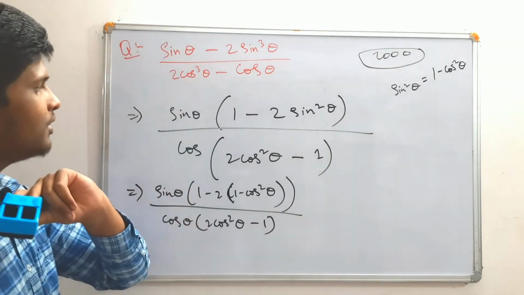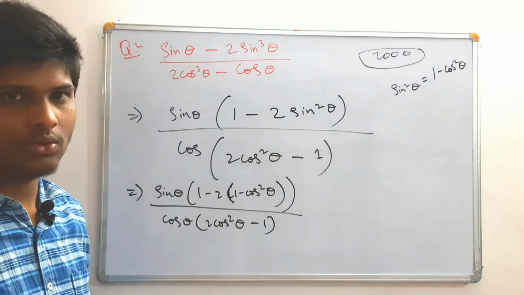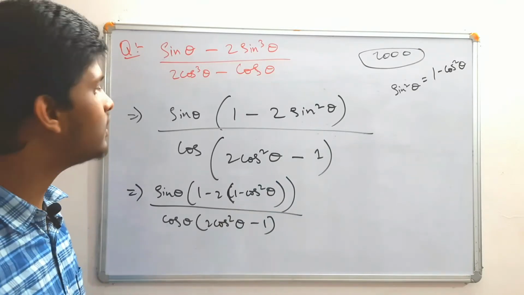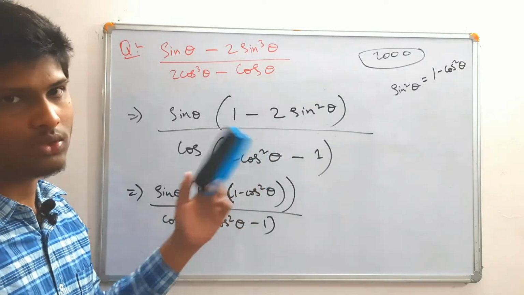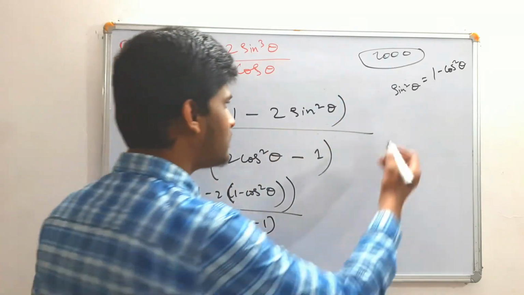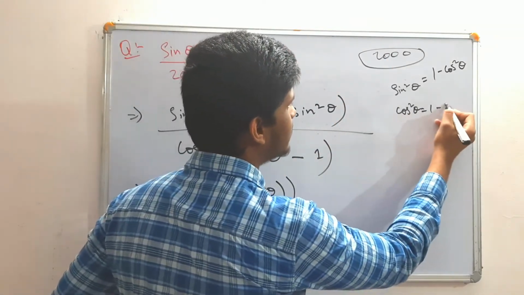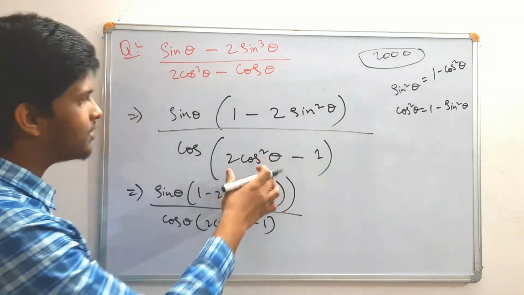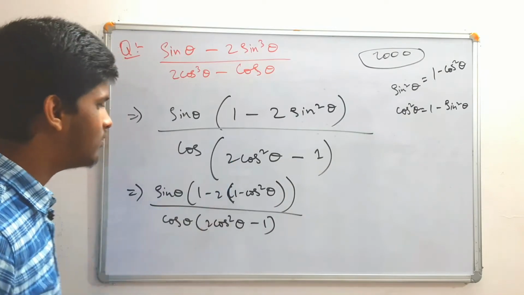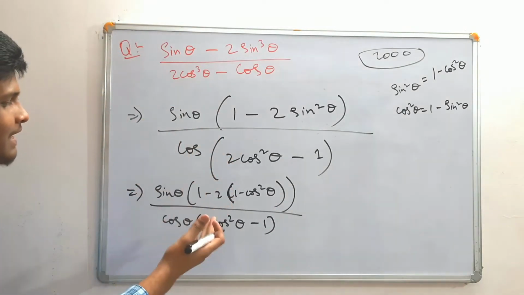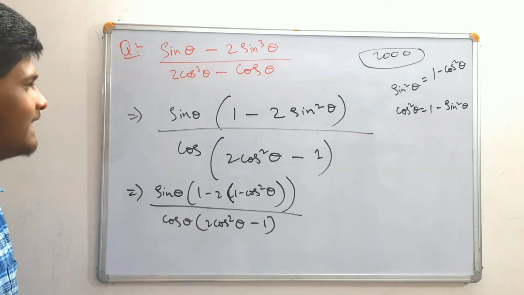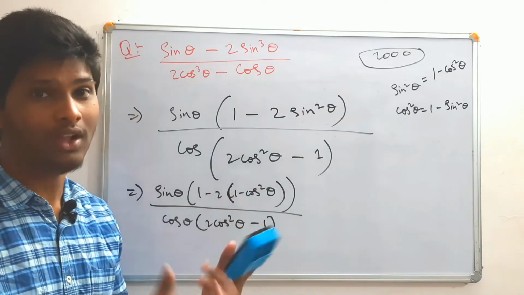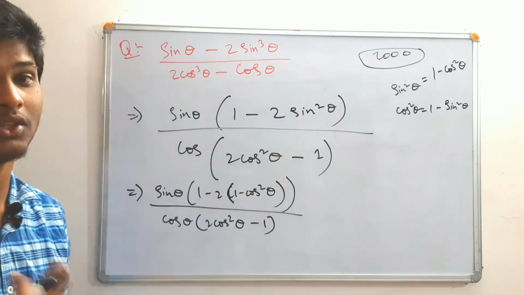One thing to be noted here: I changed sin square theta as I wished, but you don't want to change sin theta. Sin theta is your favorite thing. If you hate cos square theta and want to change it, then cos square theta is 1 minus sin square theta, right? So at this place, without changing sin theta, you can keep 1 minus sin square theta and then solve. But I saw sin square theta in the numerator and thought to convert it.